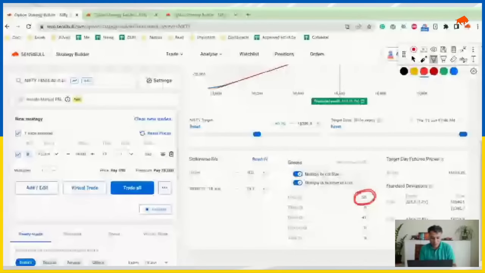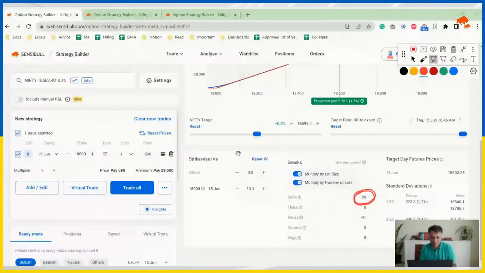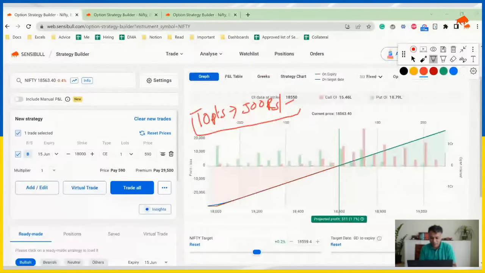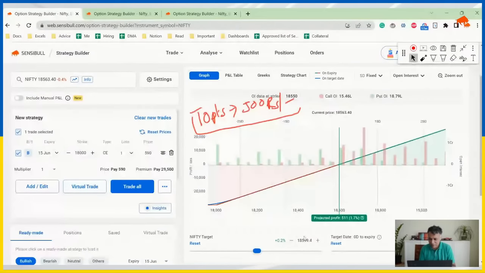Yeah, are we back? Okay, so this is an ITM option, right? 18,000 call is an ITM option. And you can see that the profit. Yaar, ye kaafi slow hai aaj machine mera.